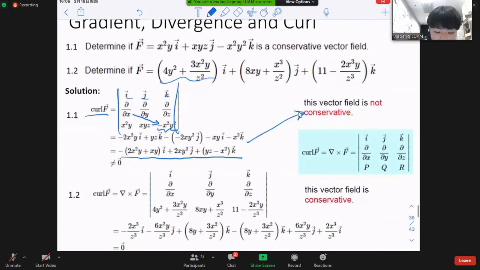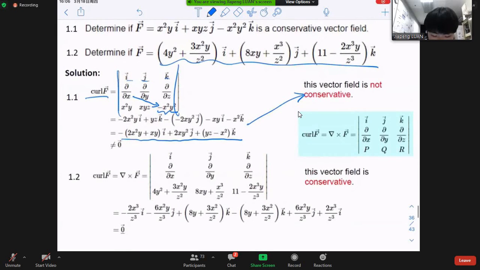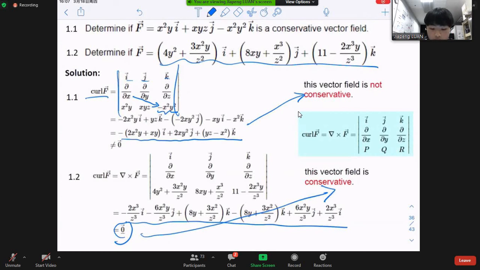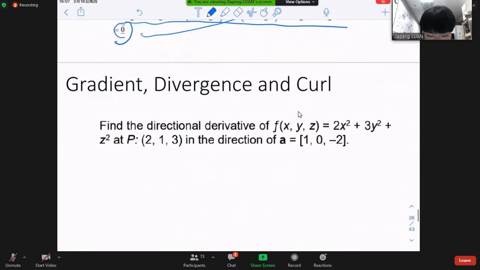So it is not conservative. And then for the second equation, you do the same calculation. You can see after you calculate it that this is 0. So this is conservative. Okay. So you need to know what is conservative and what is not conservative.